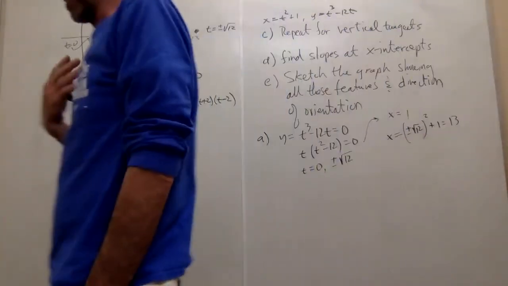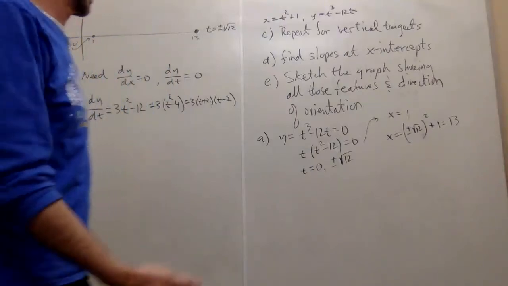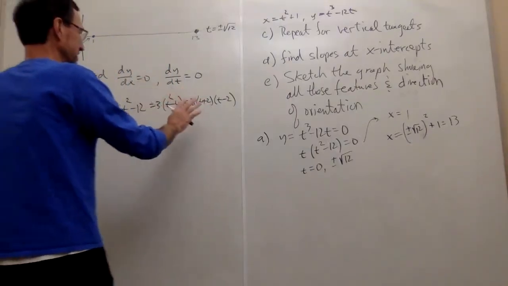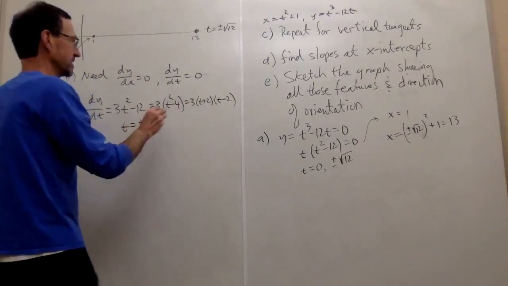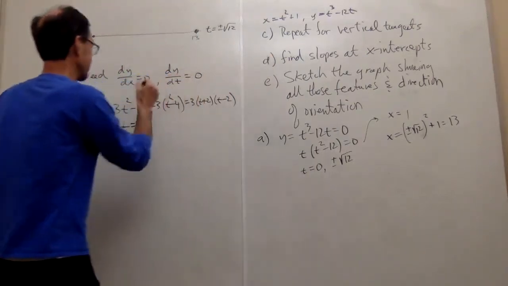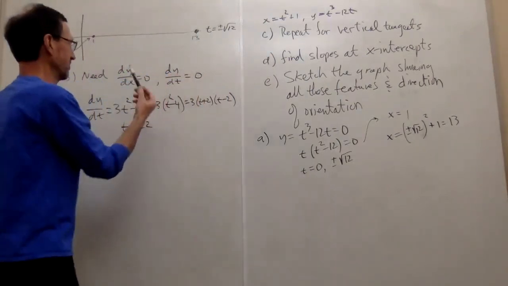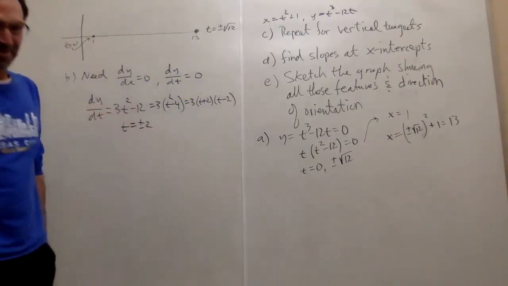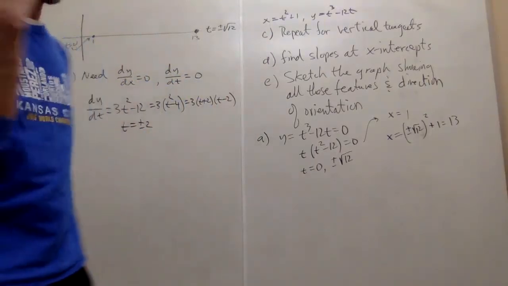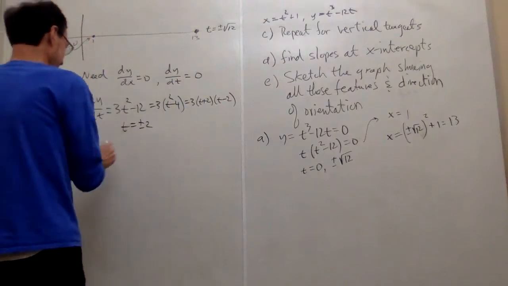And these points have something in common, and that is they have a horizontal tangent. Let's quickly check. We get plus or minus 2. And notice the denominator of the derivative, if I wrote it out, would be dx dt. That's 2t, and it's not equal to 0 at plus or minus 2. So there really are horizontal tangents at plus or minus 2.